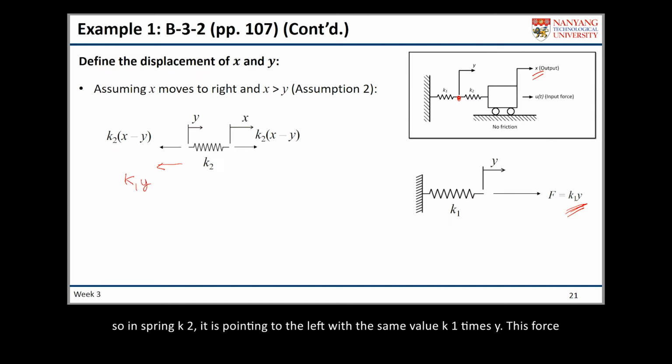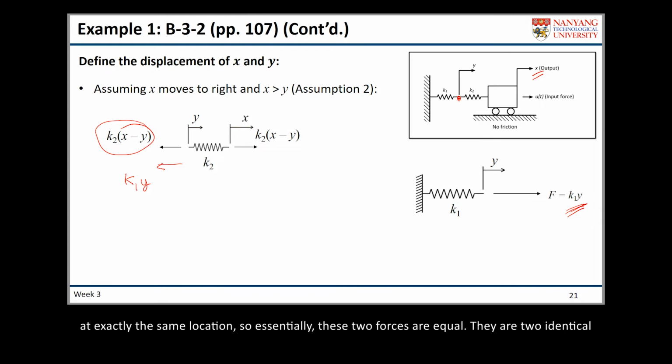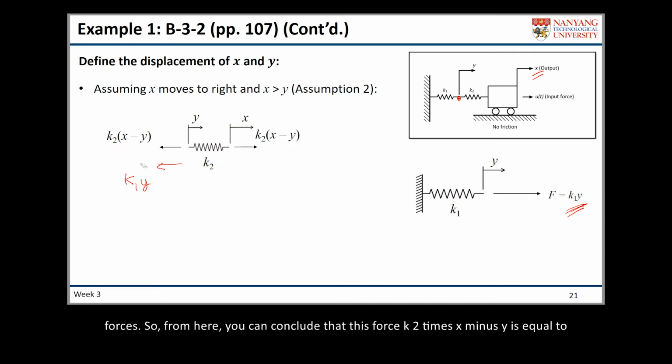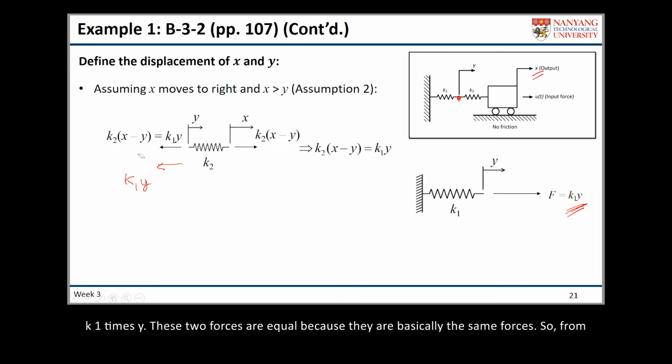This force basically is the same as this force because they are acting at the same point, at exactly the same location. So essentially these two forces are equal. They are two identical forces. So from here you can conclude that this force, K2 times (x minus y), is equal to K1 times y. So these two forces are equal because they are basically the same forces.